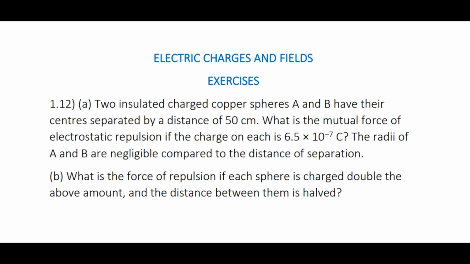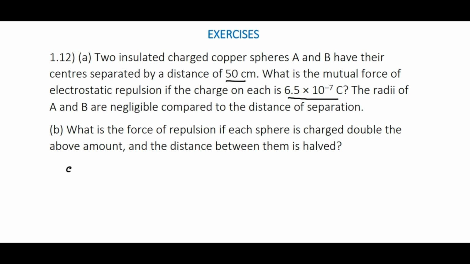Two insulated charged copper spheres A and B have their centers separated by a distance of 50 centimeter. What is the mutual force of electrostatic repulsion if the charge on each is 6.5 into 10 power minus 7 coulomb? The radii of A and B are negligible compared to the distance of separation. That means we can take the two spheres as point sized. So we can imagine there are two spheres A and B, their radii negligible compared to the distance between them, so the gap between them r is equal to 50 centimeter.